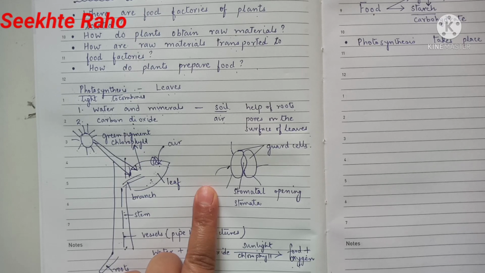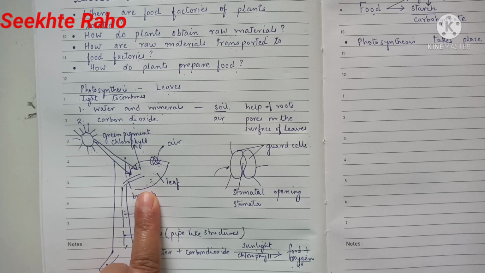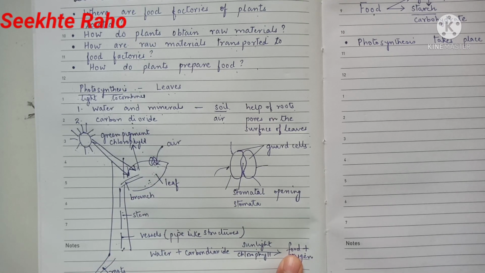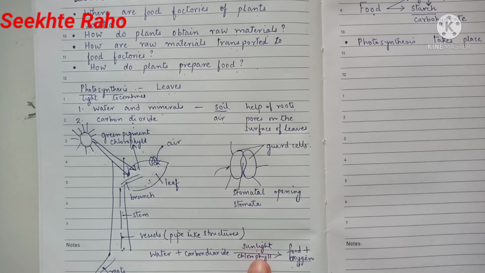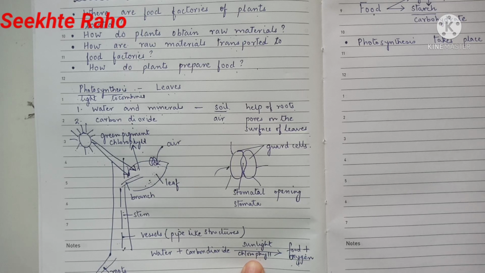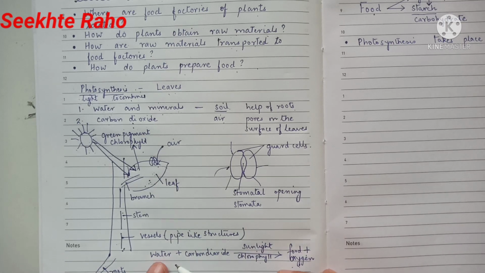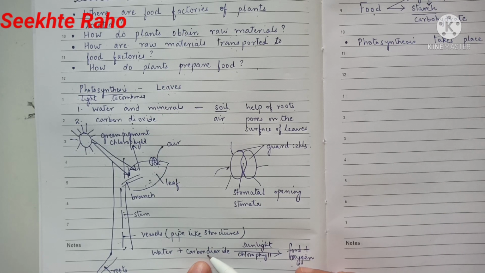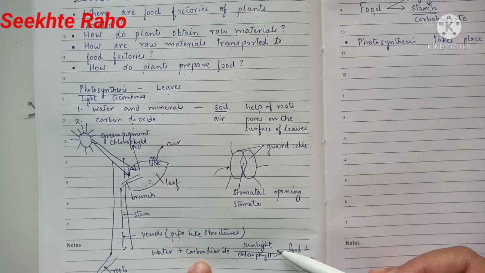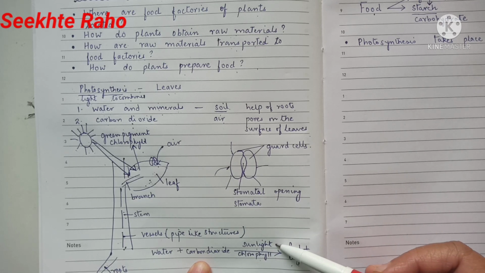In the previous part, we discussed that green plants prepare food in the presence of sunlight and chlorophyll, right? And the raw materials required are water and carbon dioxide. This process takes place in the presence of sunlight.